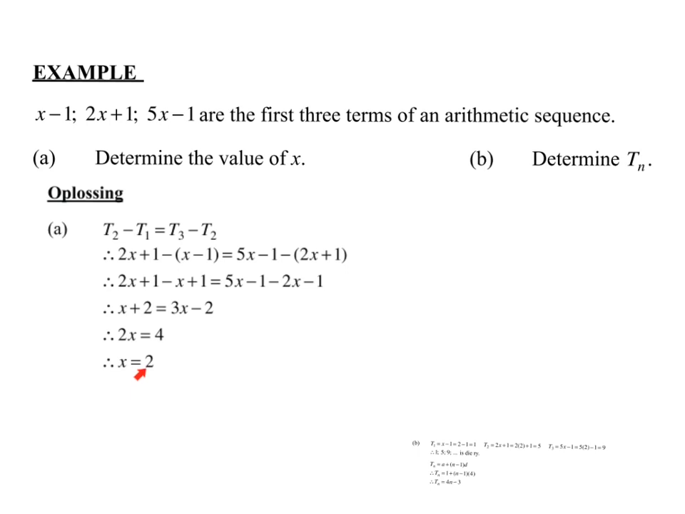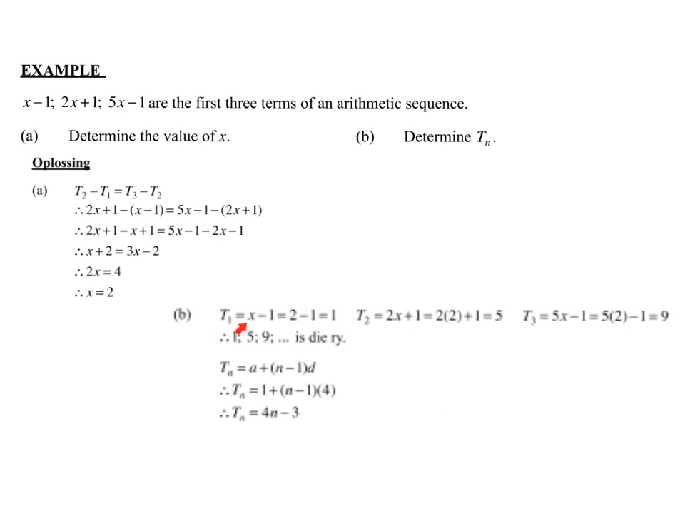So you've determined the value of x by setting up an equation where the difference between the terms is a constant. To determine the formula for the nth term, you can now use the value of x and substitute it to determine the terms. So in this case, T1 is x minus 1, 2 minus 1, which is equal to 1. T2 is 2 times x plus 1, 2 times 2 plus 1, which is 5. T3 is 5 times 2 minus 1, 9. So the sequence is 1, 5, and 9.